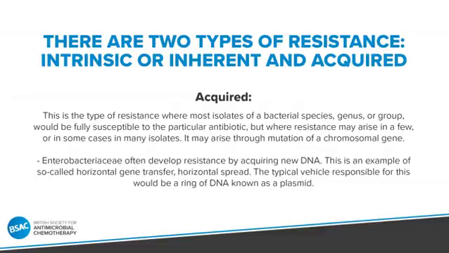An example of this is in Enterobacteriaceae, which often develop resistance by acquiring new DNA. This is an example of so-called horizontal gene transfer or horizontal spread. The typical vehicle responsible for this would be a ring of DNA known as a plasmid.